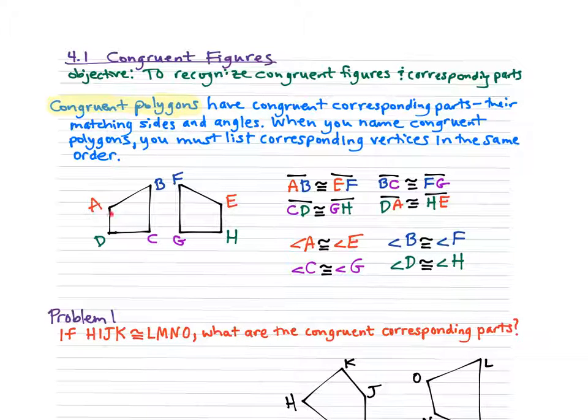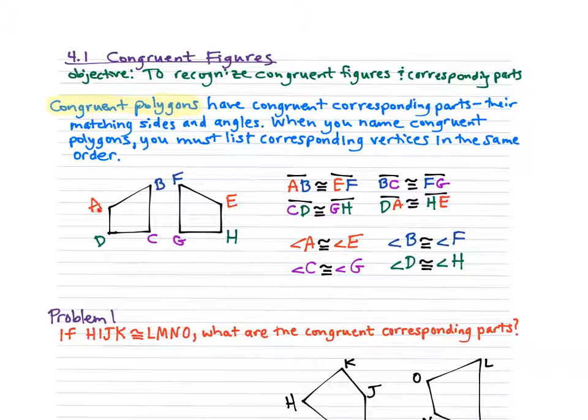You can see here's a polygon, A, B, C, D. Remember, when we name polygons, the vertices need to be next to each other, so you can't do A, C, D, B. They go around, so A, B, C, D. So if you name this one A, B, C, D, when you say that they're congruent, you need to list them in the same order.